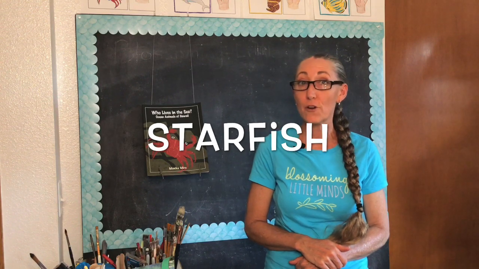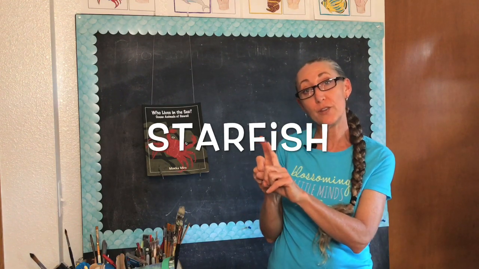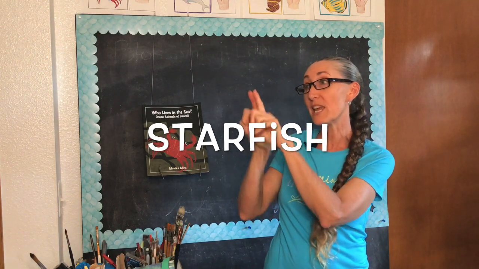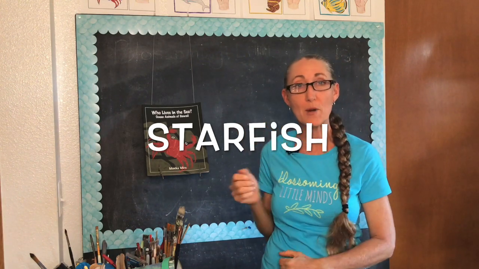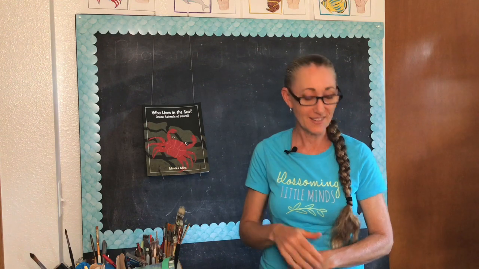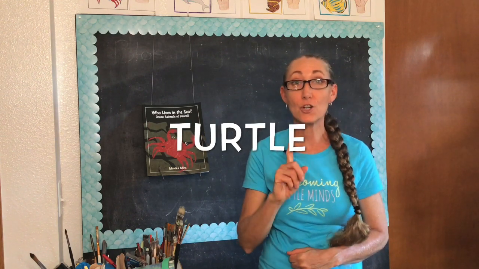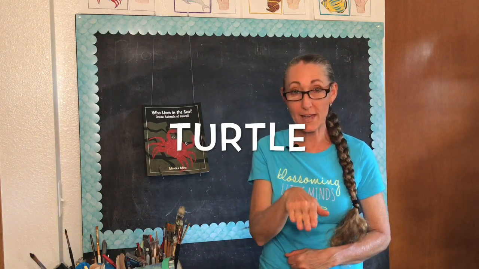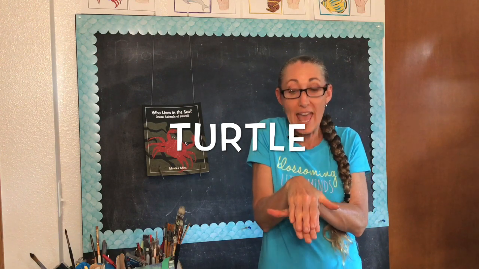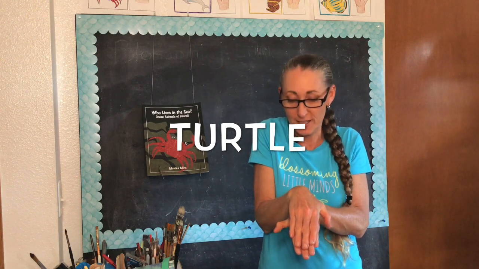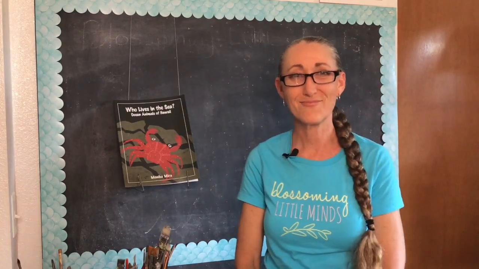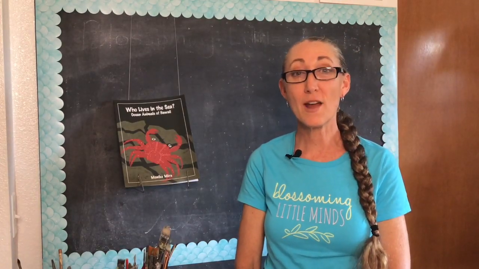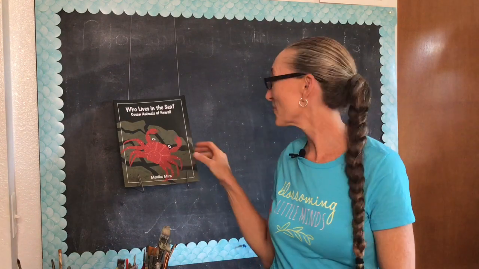I need to do starfish. So I'm going to take my two fingers, put them together and point up at the stars. And then I'm going to sign fish, if you remember how to do fish. Turtle. Put one hand on top of the other hand and then wiggle the little turtle fins. Turtle. All right, here's how this goes.